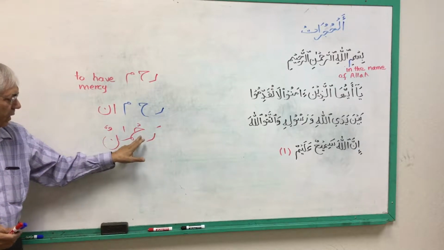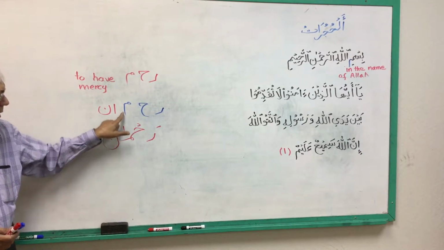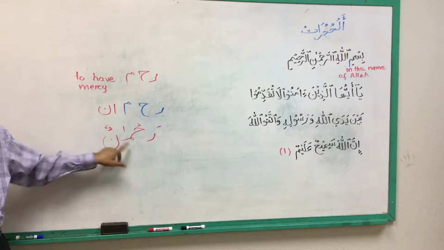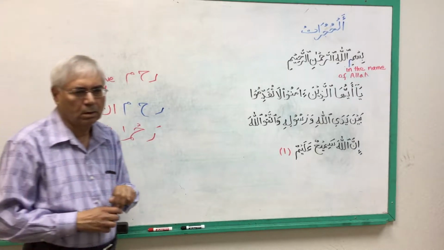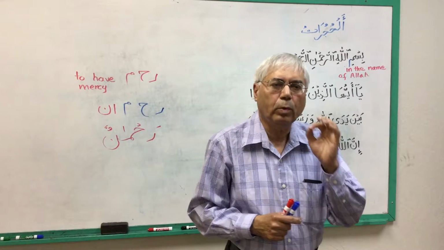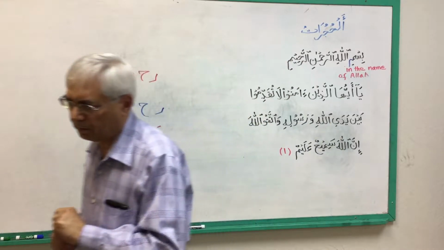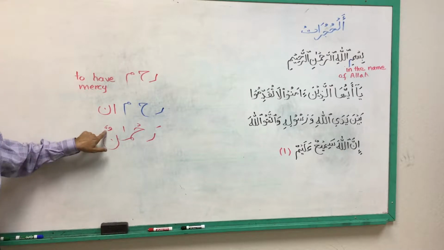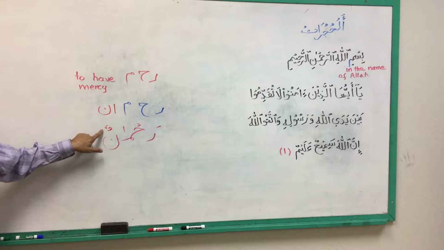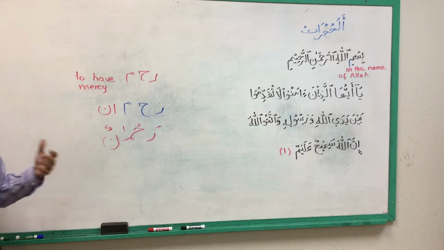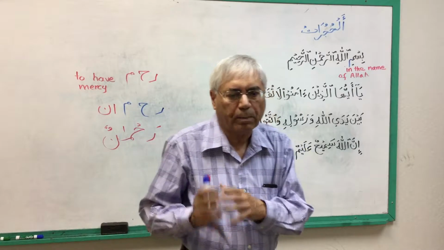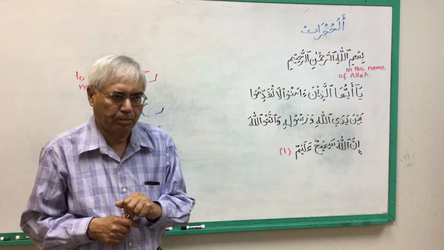First Ra and Ha I combine with this Jazm. Mim and Alif I'm writing this way, or you can write it this way, a short Alif. And the last letter in a noun always has to have two Dhammas. The last letter is Noon, and on top of that we are putting two Dhammas, which is also the sound of Noon. So by now if I pronounce it, it will be Rahmanun.